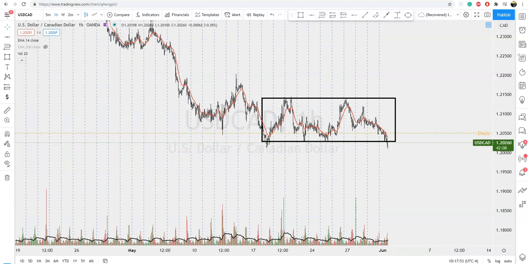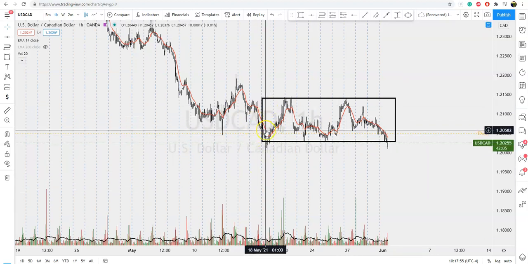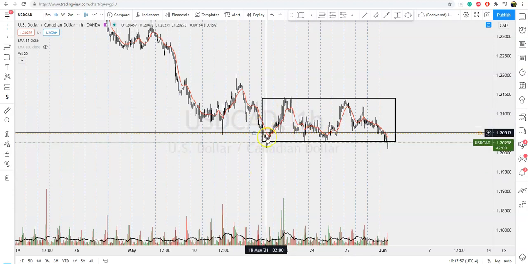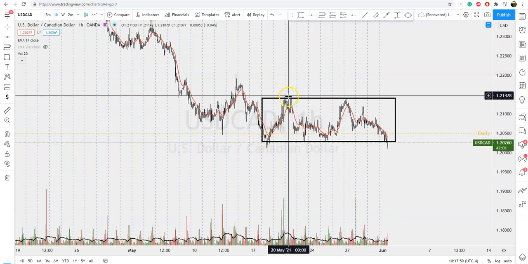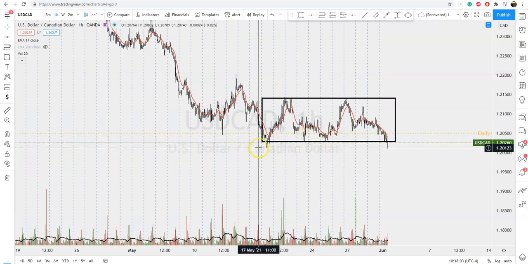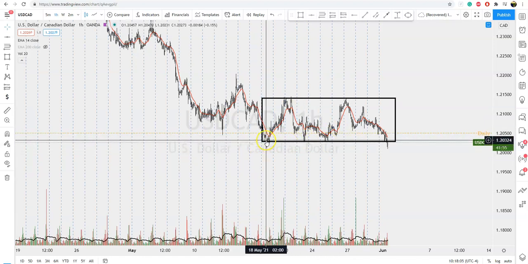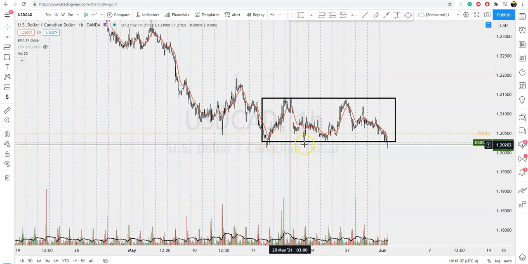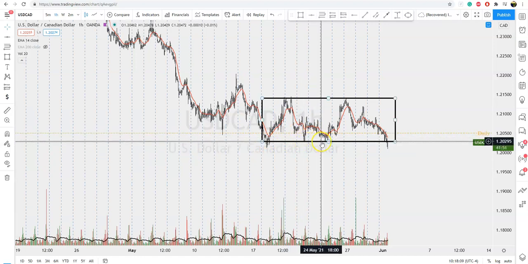And the way we do that is, if you notice, I just boxed out a range. You've got a support, you've got a resistance, you've got a support that meets up with the first support, so that validates this particular support area.